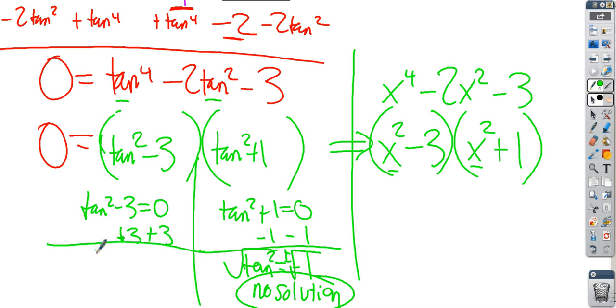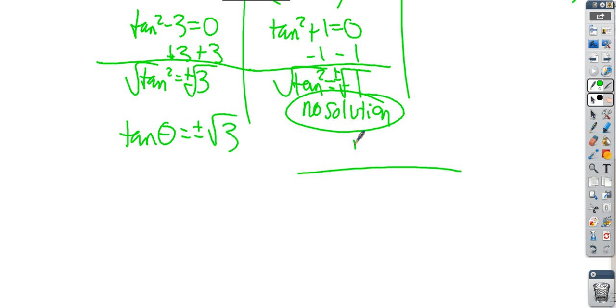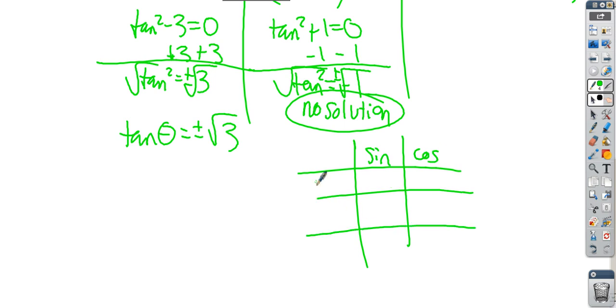Okay, this one does have a solution though. If we add 3 to both sides, we get tan squared equals 3. Square root that and put a plus or minus in front, and tangent equals plus or minus radical 3. Well, you may recognize that from the table that we have committed to memory. So with sine and cosine, we already know that the sines count up and the cosines count down. I'm just going to write this real fast. So sines count up, 1 over 2, root 2 over 2, root 3 over 2. This one goes root 3, root 2, and 1 over 2.